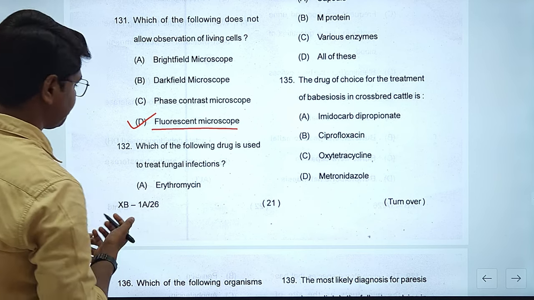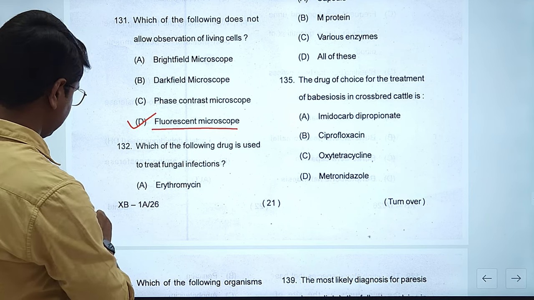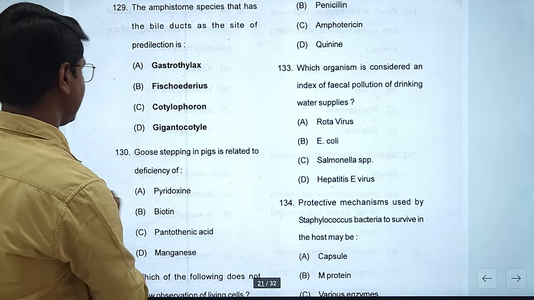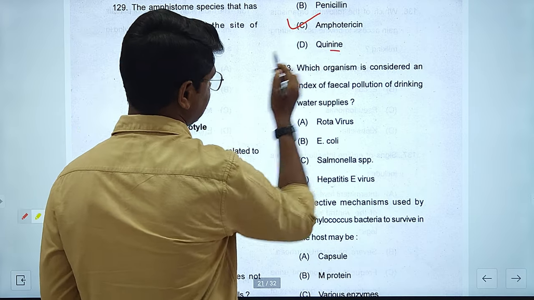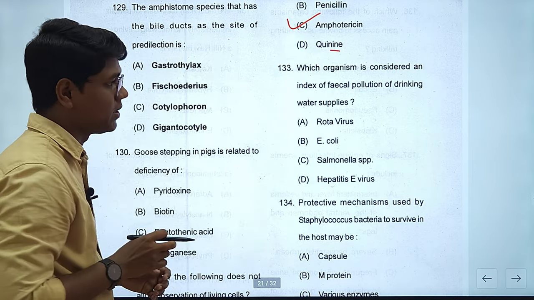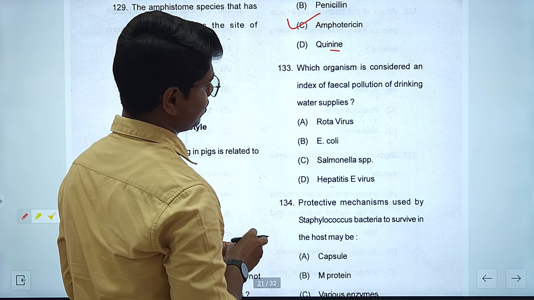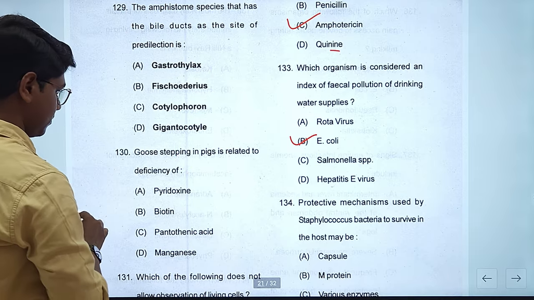Which of the following drugs is used to treat fungal infection? Erythromycin is an antibiotic. 130. Penicillin is an antibiotic. Amphotericin is antifungal. Quinine is antimalarial, antiprotozoal. Which organism is considered an index of fecal pollution in drinking water? E. coli is used as the indicator.